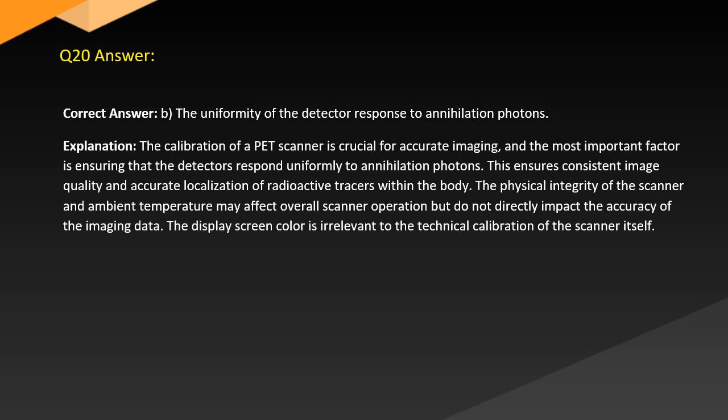Answer. Correct answer. B. The uniformity of the detector response to annihilation photons. Explanation. The calibration of a PET scanner is crucial for accurate imaging, and the most important factor is ensuring that the detectors respond uniformly to annihilation photons. This ensures consistent image quality and accurate localization of radioactive tracers within the body. The physical integrity of the scanner and ambient temperature may affect overall operation but do not directly impact the accuracy of the imaging data. The display screen color is irrelevant to the technical calibration of the scanner itself.